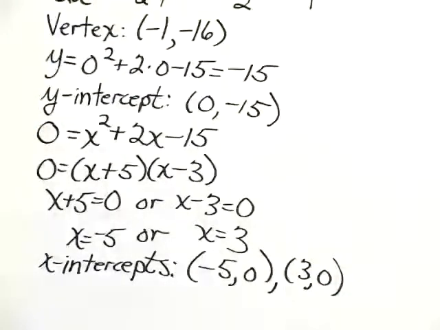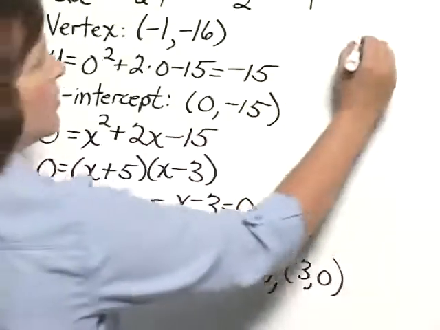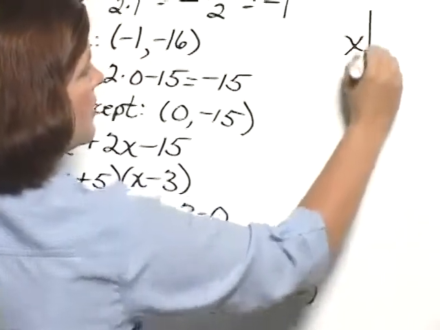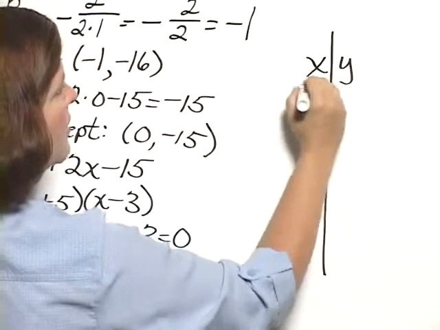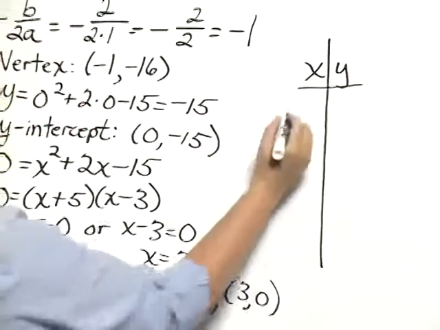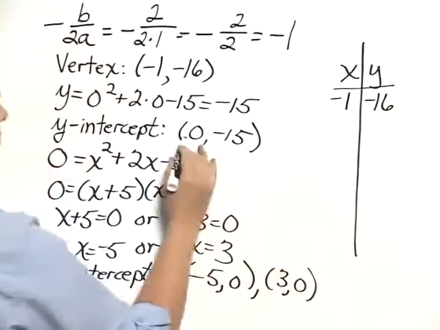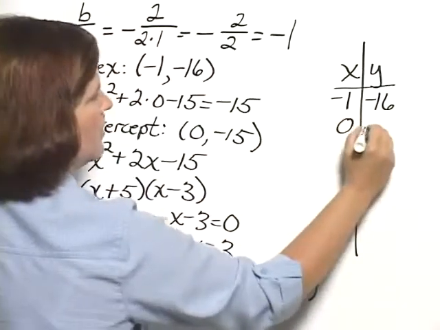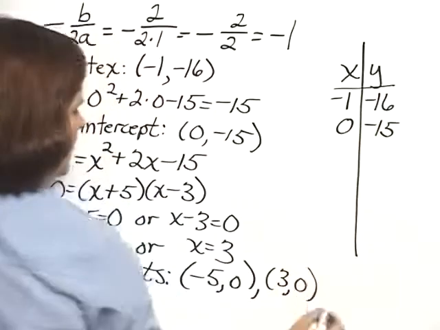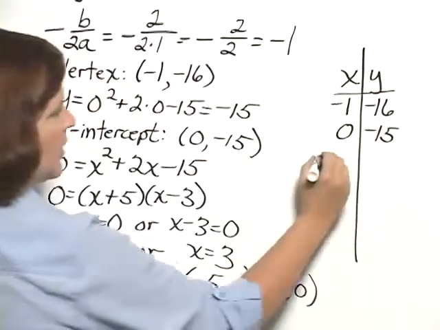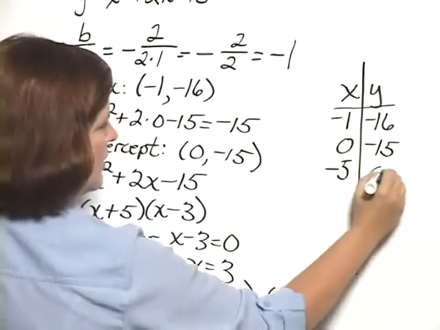We can also find a few more points. Let's organize what we have in a table. We have x and y. Because of finding the vertex, we have 1 point. Because of finding the y-intercept, we have another point. And because of finding the x-intercepts, we have 2 more points.